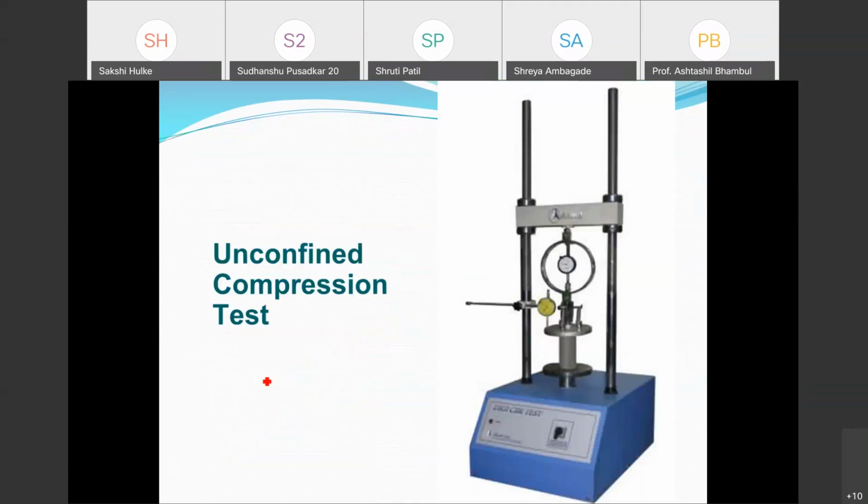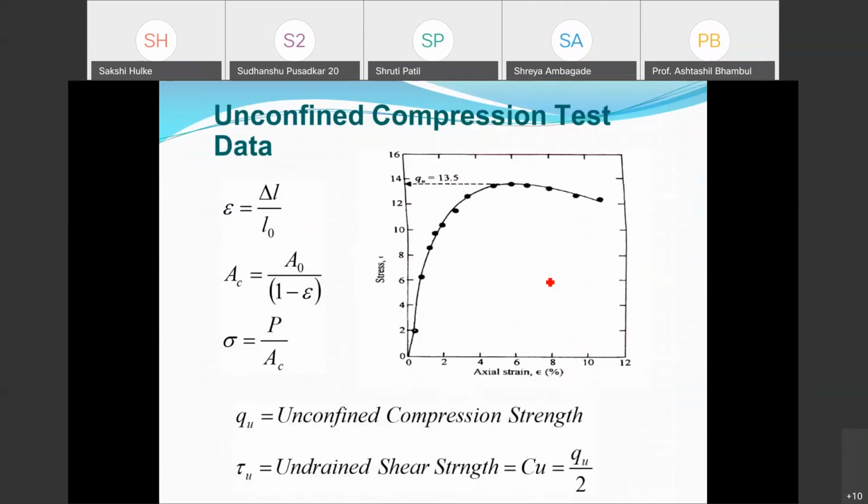The other test is the unconfined compression test, which is a simple test. Here you place a soil sample and apply the load, note down the settlement and the loading condition, and find out the strength. This is a stress versus strain curve, which is plotted, and you find the maximum value. This maximum value, qu, is the unconfined compressive strength, and it gives you the cohesion value Cu, called undrained cohesion, which is equal to qu by 2.